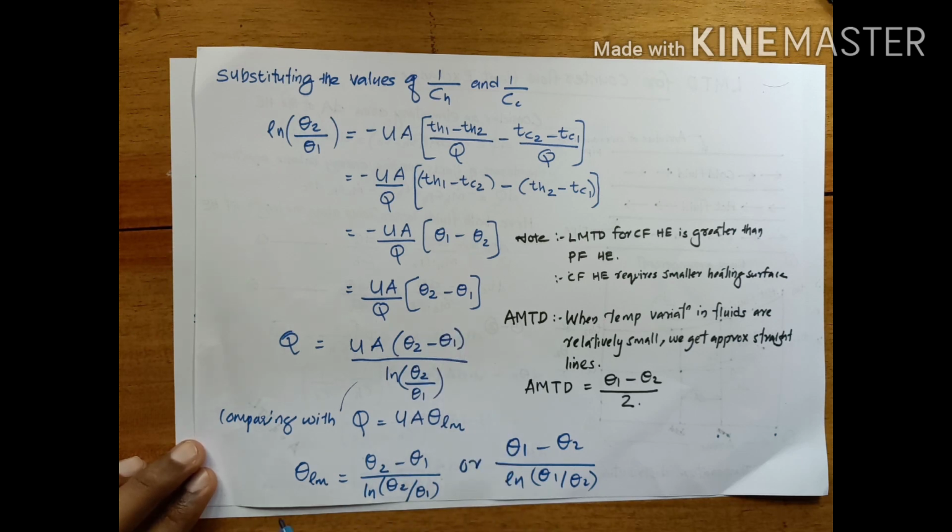Okay, now we rearrange the equation, that is we put q, the total heat transfer q, on the left side and the remaining on the right side. Then we will be getting UA into theta 2 minus theta 1 by log theta 2 by theta 1. On comparing with the governing equation, that is q equals U into A into theta lm or theta m or LMTD, we get the theta lm or theta m or LMTD as theta 2 minus theta 1 by natural log of theta 2 by theta 1. Or we simply put a negative sign here, we will be getting theta 1 minus theta 2 by natural log of theta 1 by theta 2.